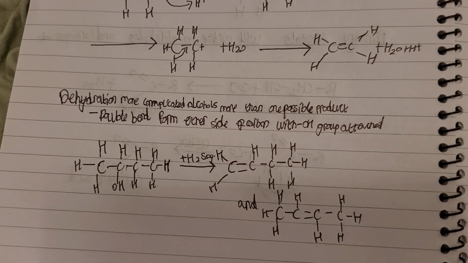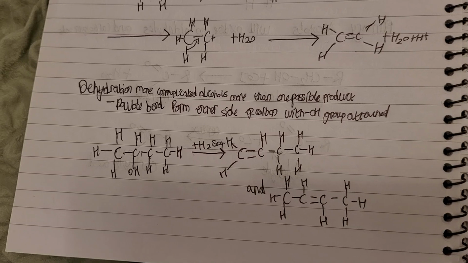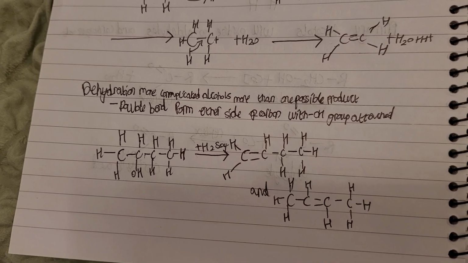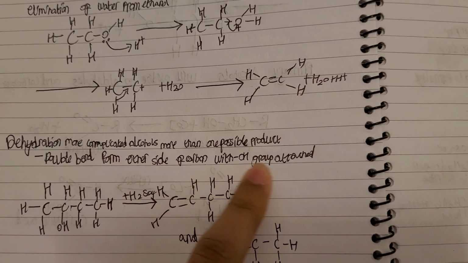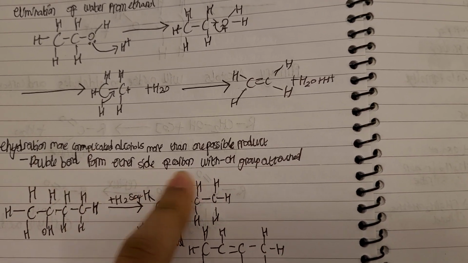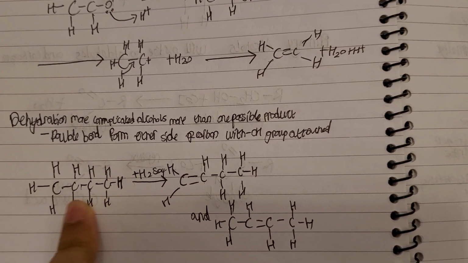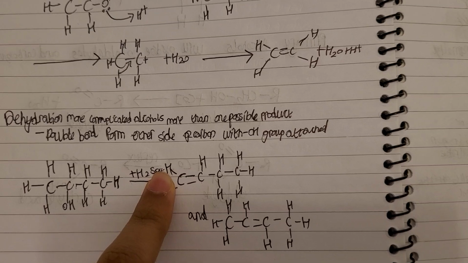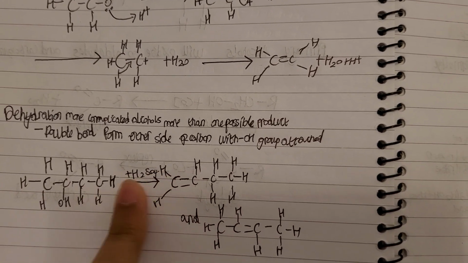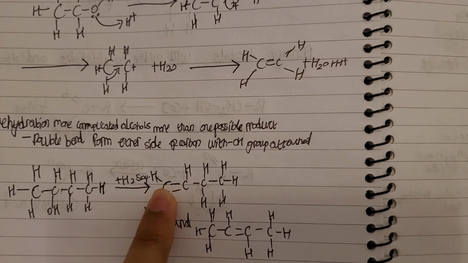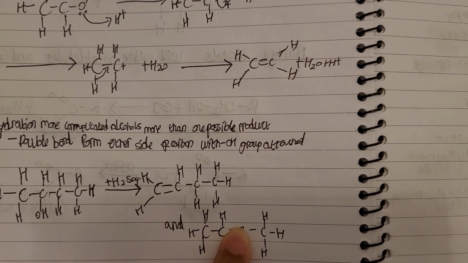Now, dehydration of more complicated alcohols means there's more than one possible product. What will happen is a double bond will form on either side of the carbon with the OH group attached. So in this case, if we were dehydrating this with H2SO4, heating with the concentrated sulfuric acid catalyst, we would form this where the double bond is on the first carbon, and then we'd form this where the double bond is between the second and third carbon.